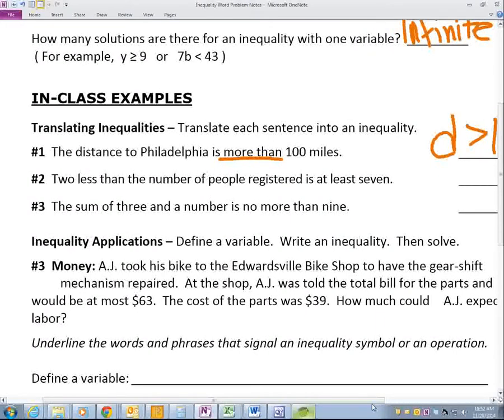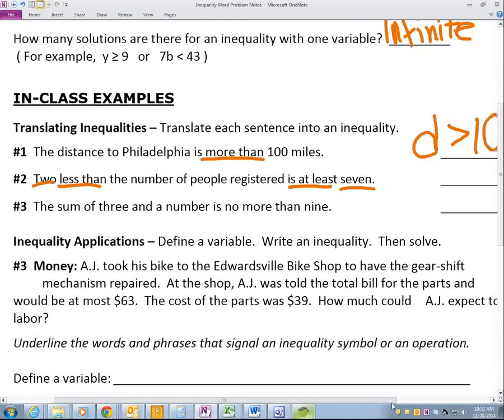Two less than the number of people registered is at least 7. I'm pointing out the key words there. French, you want to get started? Okay, so it's going to be a less than sign, which is also minus or negative. Good. Okay. Yes. I think that at least would be less than or equal to. Let's see how that goes.